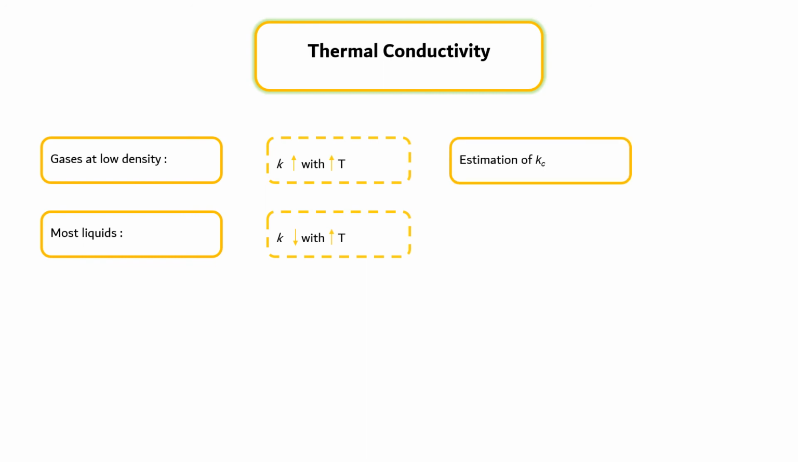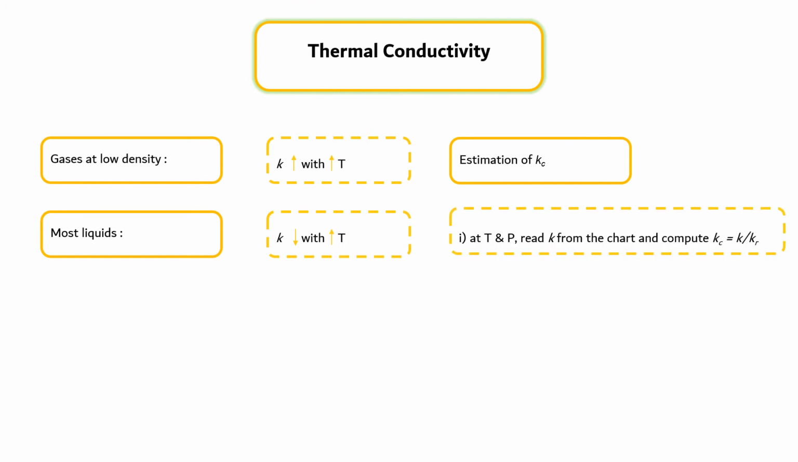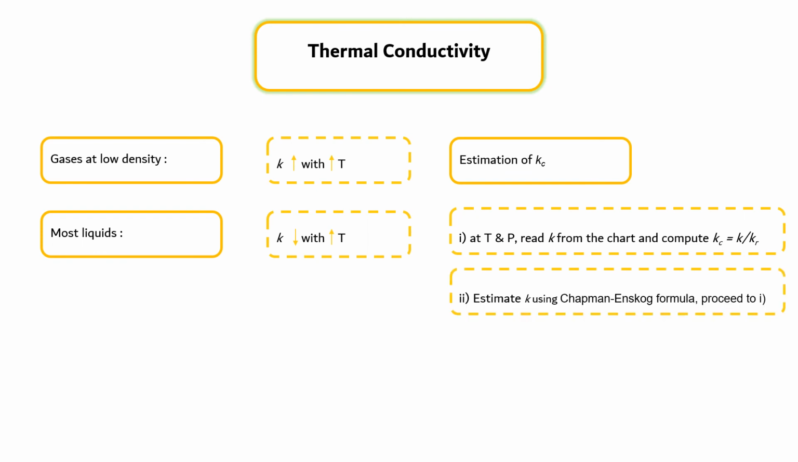The quantity Kc may be estimated in one of two ways. First, given K at a known temperature and pressure, preferably close to the conditions at which K is to be estimated, one can read Kr from the chart and compute Kc equals K per Kr. Or, estimate the value of K in the low density region by the Chapman and Enskog formula and then proceed as in the previous way.